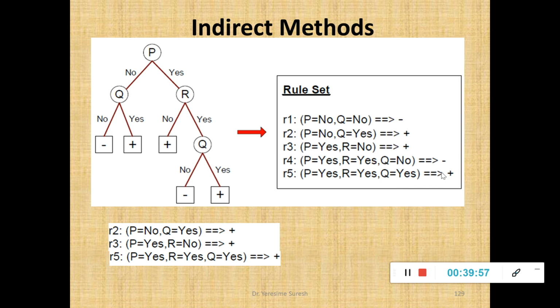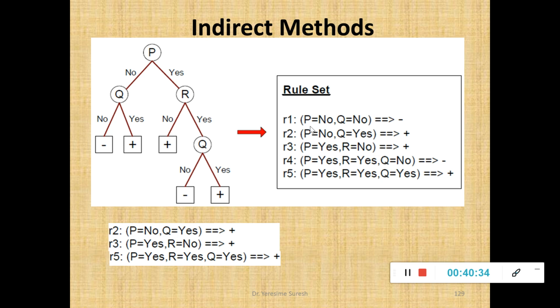So I can redirect my equation and write it as Q is yes. I have written R2 as P is equal to no and Q is yes, positive. I can minimize this. There are two conjuncts, P is equal to no and Q is equal to yes, then the class label will be positive. But P is equal to no has no impact. Whenever Q is yes, my class label is positive. So R2 dash can be written as Q is equal to yes. I will have a single conjunct in R2 dash rather than two conjuncts in R2.